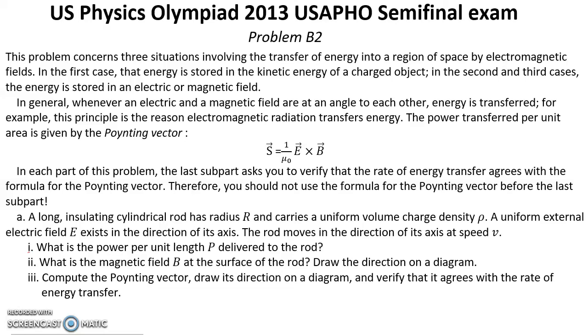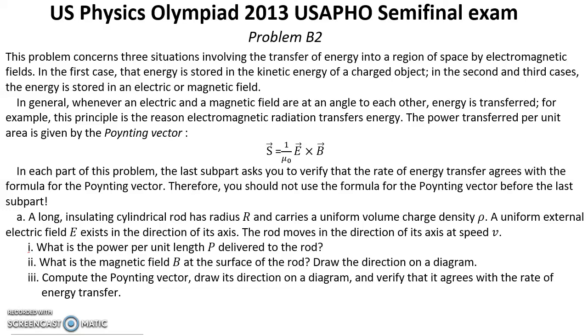Part A. A long insulating cylindrical rod has radius r and carries a uniform volume charge density ρ. A uniform external electric field E exists in the direction of its axis. The rod moves in the direction of this axis at a speed v.